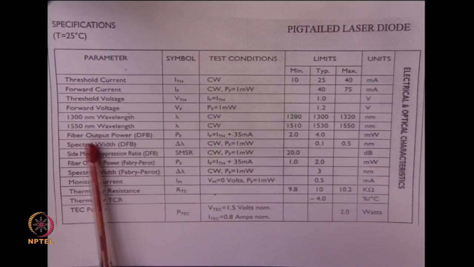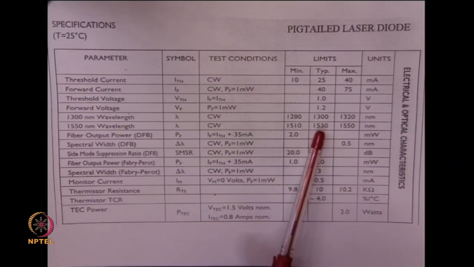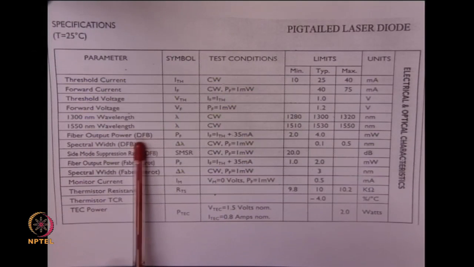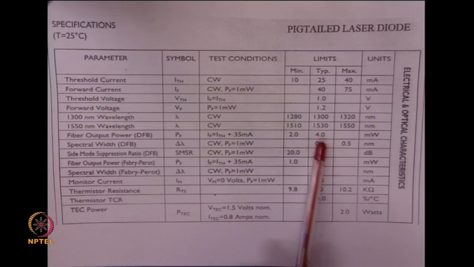Fiber output power, this is 1550 nanometer CW, and this is the typical output. And fiber output power for a DFB laser, we are familiar with DFB now, distributed feedback. At a forward current of I threshold plus 35 milliampere, you have an output of 4 milliwatt. And the spectral width of the DFB, so we know now DFB laser, distributed feedback. So, I am discussing this.